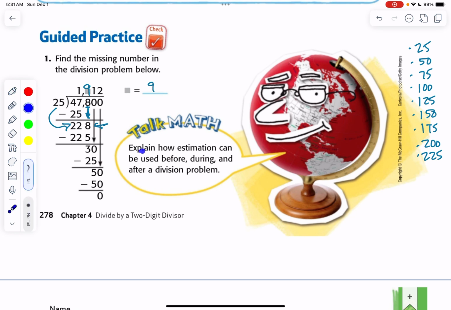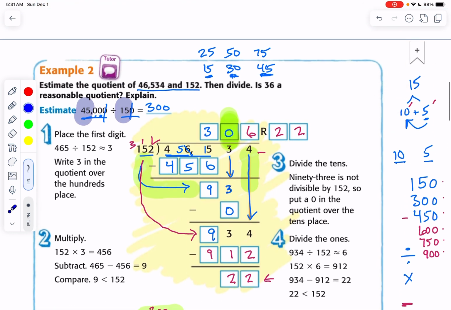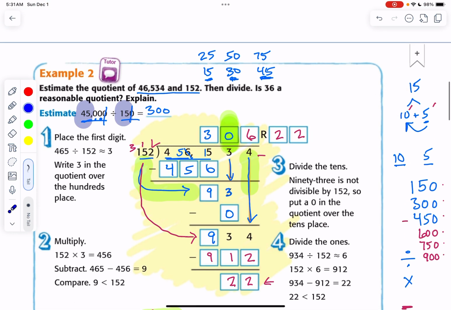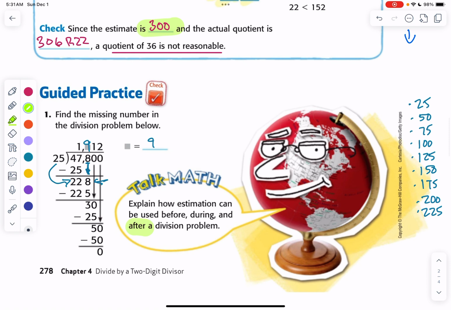Let's see. Explain how estimation can be used before, during, and after a division problem. Well, we've used it before. Using it before gives us an idea about what the quotient's going to be. During, here's an example of during. Where is it at? During. Our actual quotient was 152, right? And we skip counted by 150s. Okay, so that's a during. Okay, and after, to check our quotient to make sure it's reasonable.